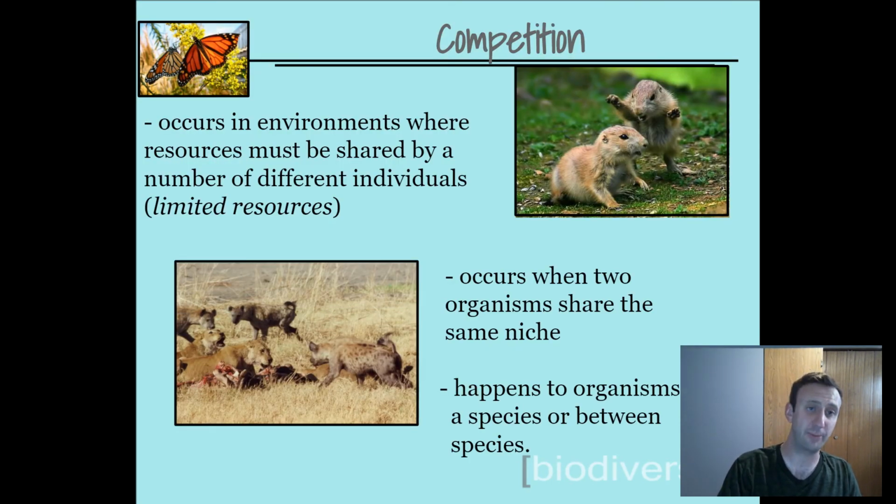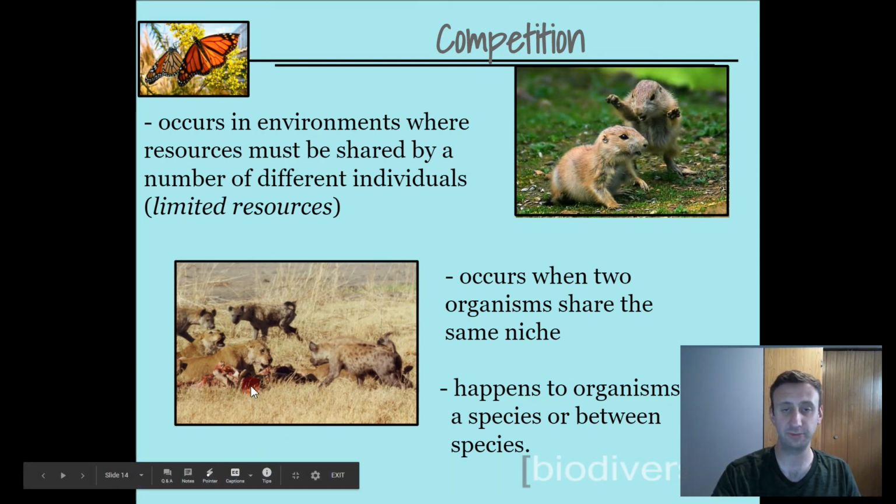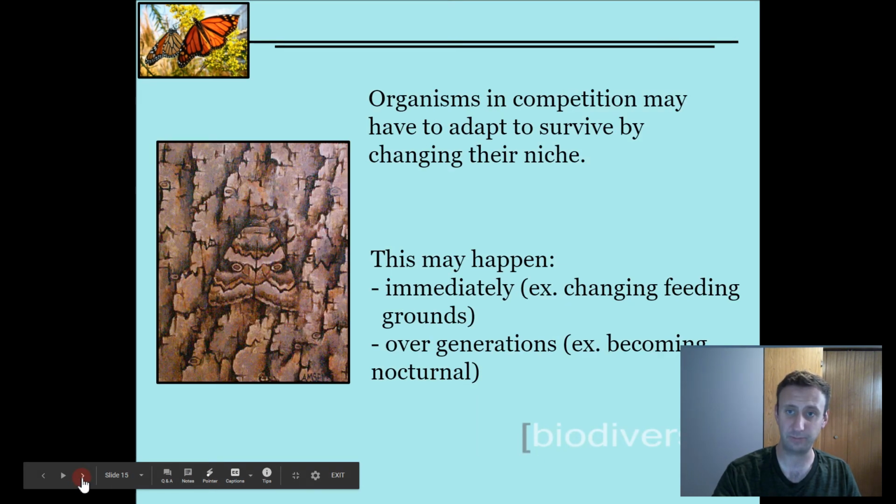So let's talk about competition. Competition occurs in environments where resources must be shared by a number of different individuals. There are limited resources, so there's competition for them, and it occurs when two organisms share the same niche. In other words, they are competing for the same food source, the same habitat, whatever. This can happen between organisms of the same species or organisms of different species. That's still competition, even if it's within the same species.